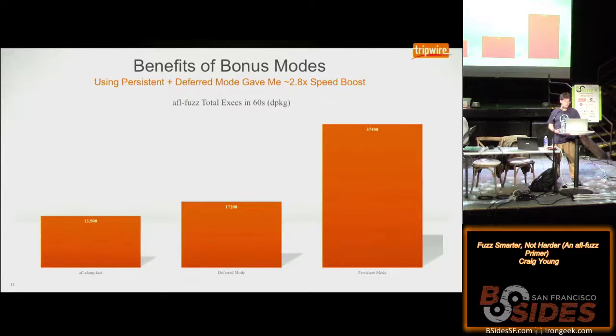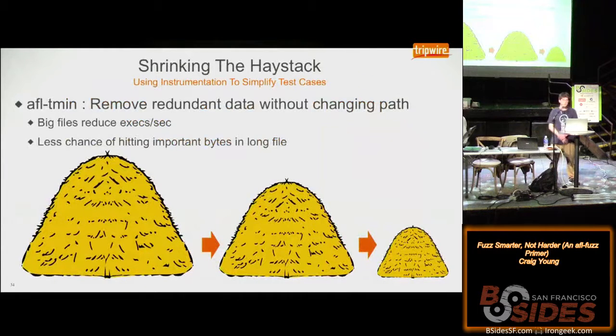We ended up going from 13,500 executions, I'm sorry, not executions per second, executions in a minute, to 17,500. And then finally, that very tall one on the right, that's when you're doing both persistent mode and deferred mode. And in that case, we got 37,400 executions of depackage in just a minute, which is roughly 2.8 times improvement. So you can see that those are very effective techniques for improving the speed of your fuzzing efforts.